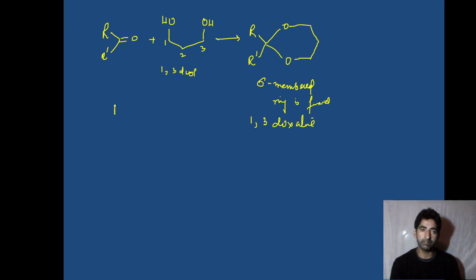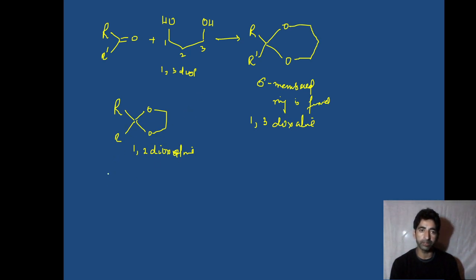And over here, I had discussed it on the last page, a 1,2-diol results in the formation of a 5 membered ring. So this is a 5 membered ring. This is called a 1,3-dioxolane. Now this is how we have protected this group. But what will happen if we want to deprotect it? How can we deprotect it?